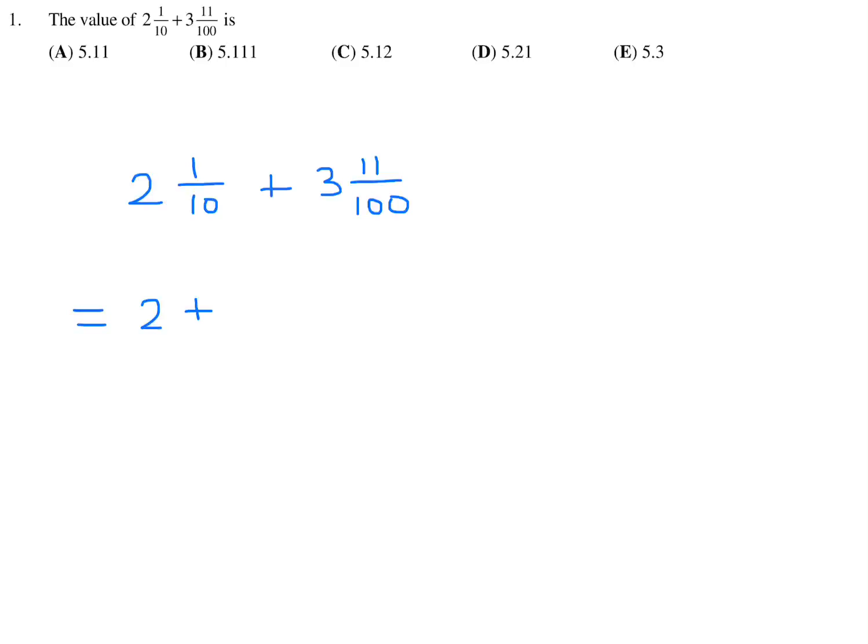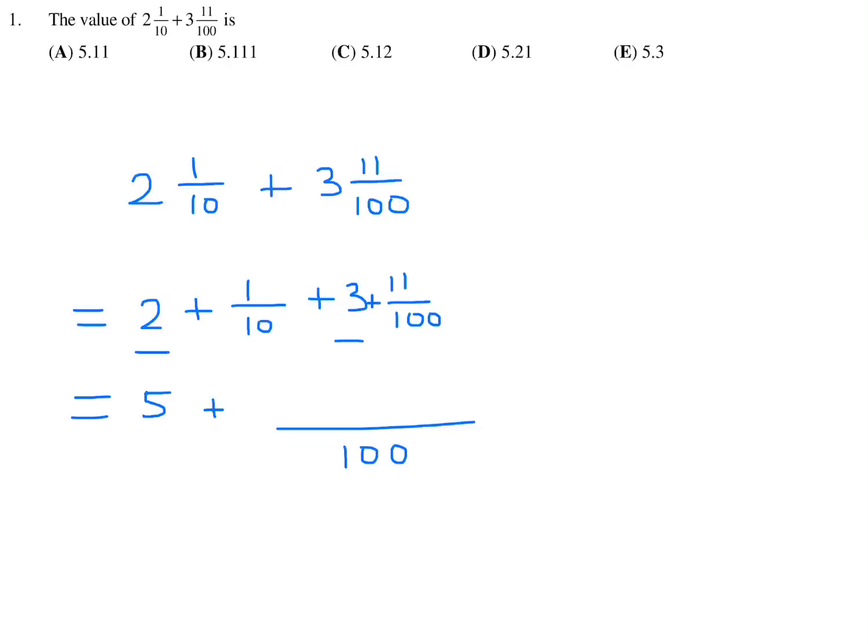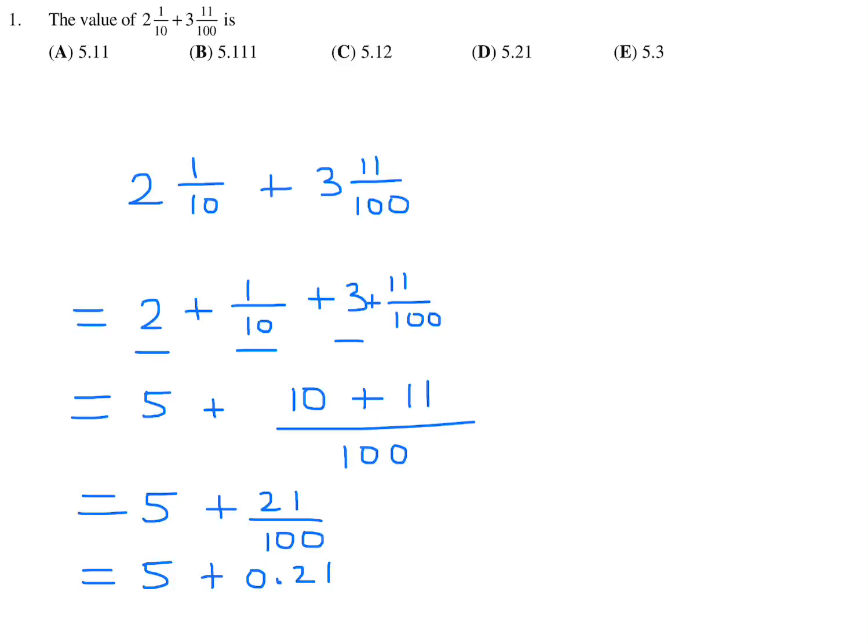Best thing to do is just split them up into whole numbers and fractions, and then we can solve for this pretty easily. The whole numbers 2 and 3 of course add up to 5, and then we want to get a common denominator for the two fractions. You probably have to multiply top and bottom by 10 here, so that will give you 10, and then this is just 11. Therefore we have 5 plus 21 over 100. If you convert that to a decimal, it will be 0.21, and therefore this is of course equal to 5.21. So that would be D.